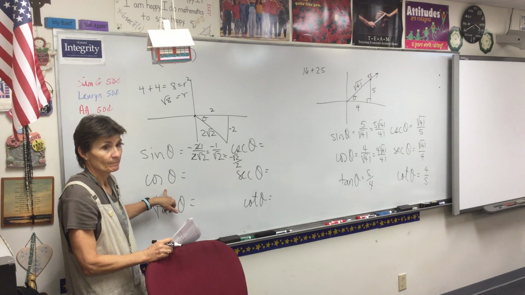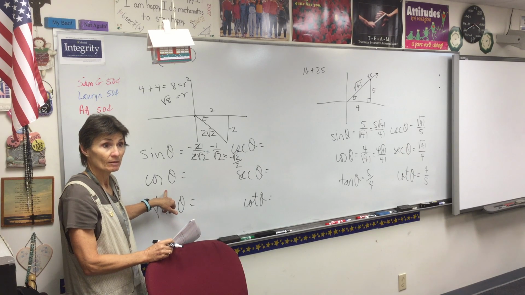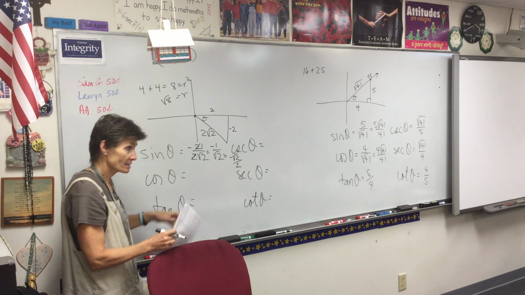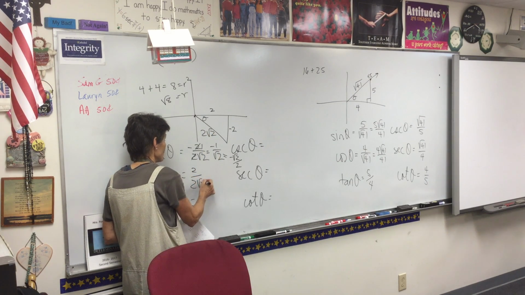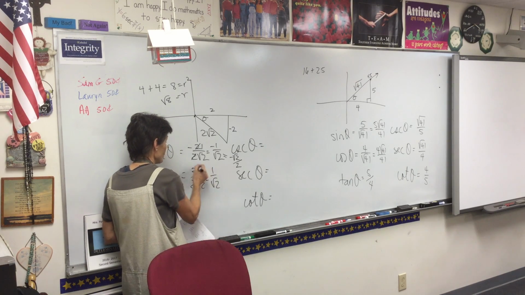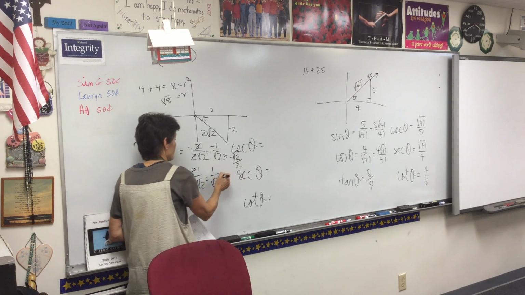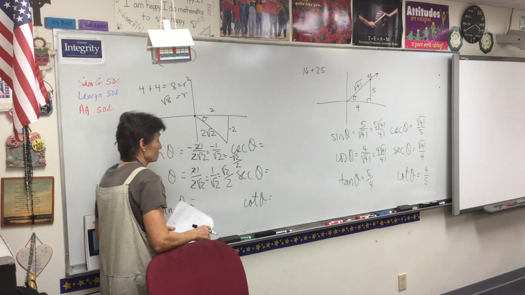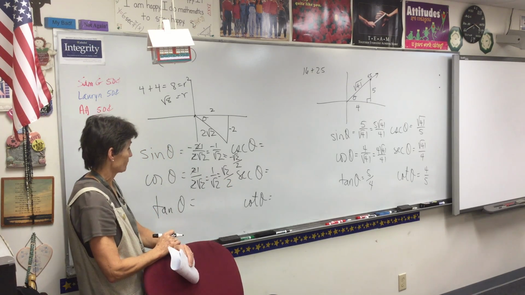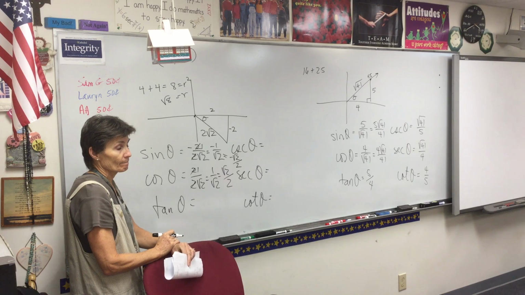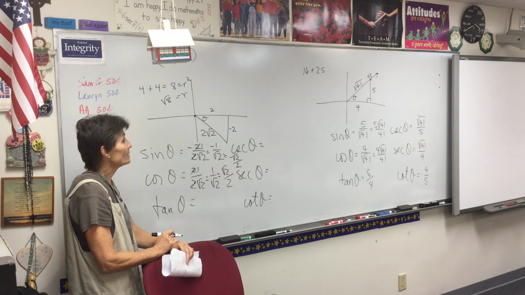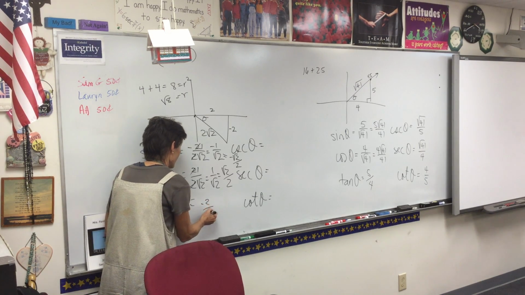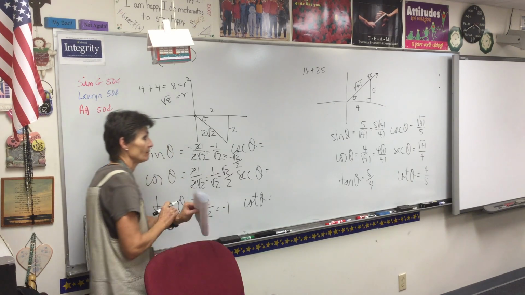How about cosine? It's going to be the same thing, only it will be positive. Cosine is adjacent, so it's going to be 2 over 2 root 2, which is 1 over root 2, because those cancel, which is root 2 over 2. What's the tangent going to be? -2 over 2, and just go ahead and write that as -1.